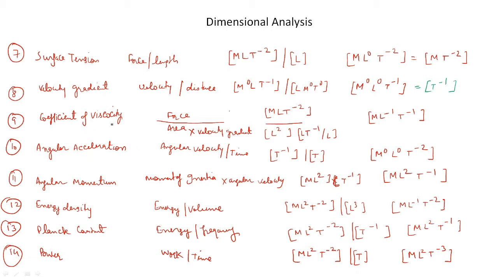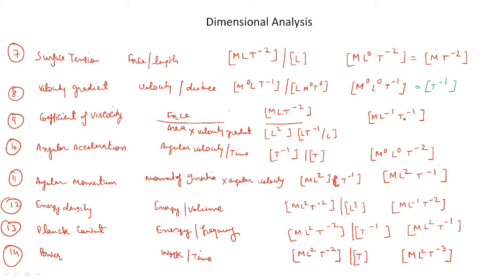Then coefficient of viscosity, it is defined as force upon area into velocity gradient. Force has the dimensional formula MLT to the power minus 2. Area has the dimensional formula L square. Velocity gradient will have the dimensional formula T to the power minus 1. So finally our dimensional formula for coefficient of viscosity is ML to the power minus 1 T to the power minus 1.